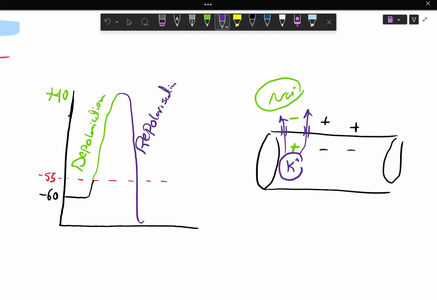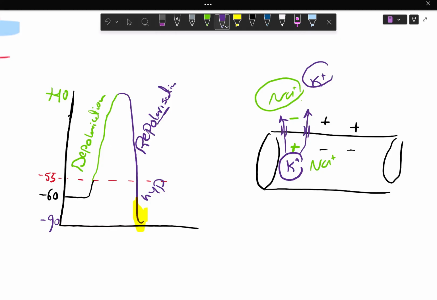But here we did not return the original ion gradient, right? Because now we have sodium inside and we have potassium outside. Okay, so we fixed the charge, but we did not fix the ion distribution, which we're going to get to later. And this dip below the resting potential, which goes down to negative 90, is called hyperpolarization. We decrease the membrane potential even lower than the original threshold.